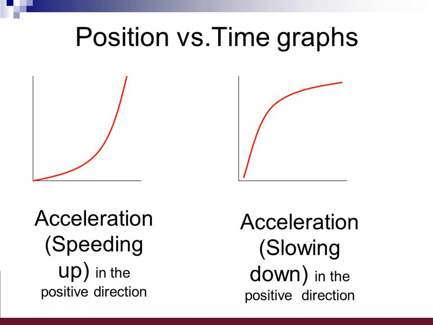Okay, so here are your accelerating or speeding up and your slowing down graphs, both of them in the positive direction. So the first graph, the one on the left, shows you that you're starting off slow and you're getting faster and faster and faster. Now the other one is more like you're starting off fast, but you're getting slower and slower as you move away from the origin.